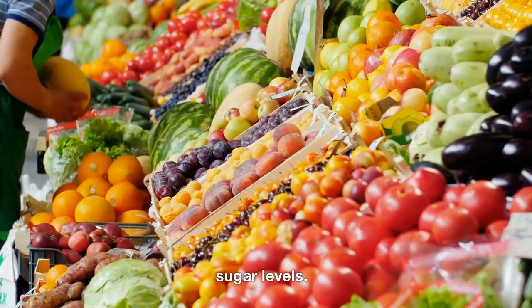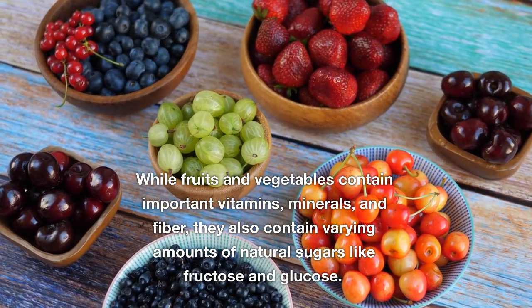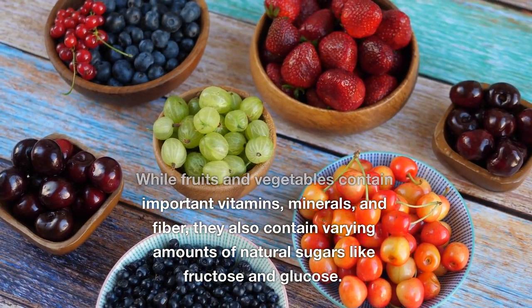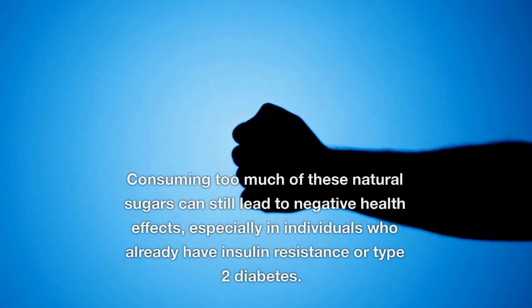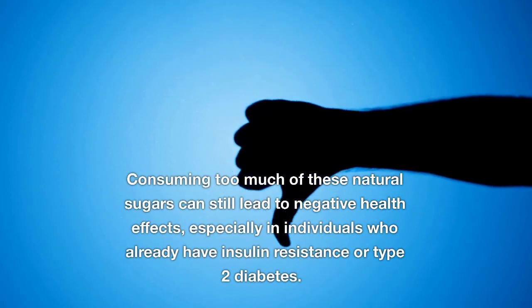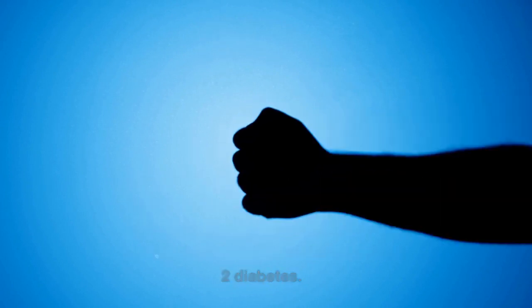and blood sugar levels. While fruits and vegetables contain important vitamins, minerals, and fiber, they also contain varying amounts of natural sugars like fructose and glucose. Consuming too much of these natural sugars can still lead to negative health effects, especially in individuals who already have insulin resistance or type 2 diabetes.